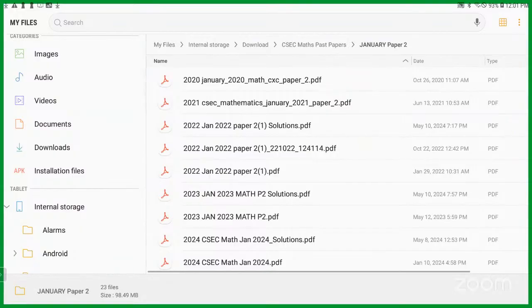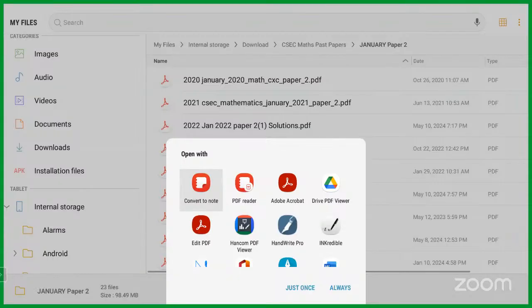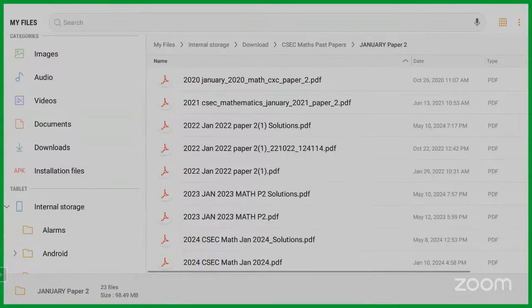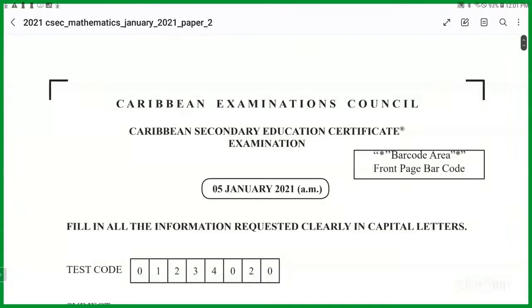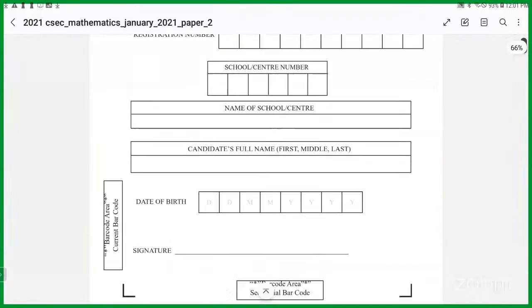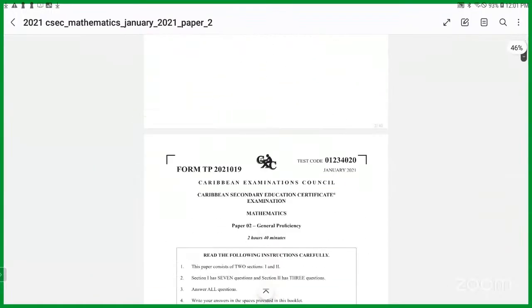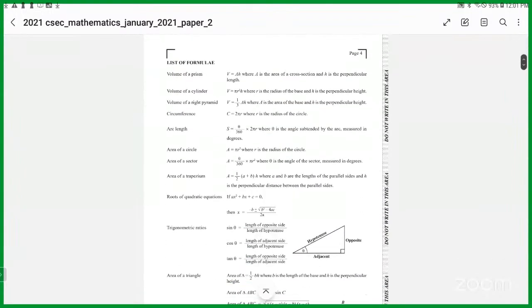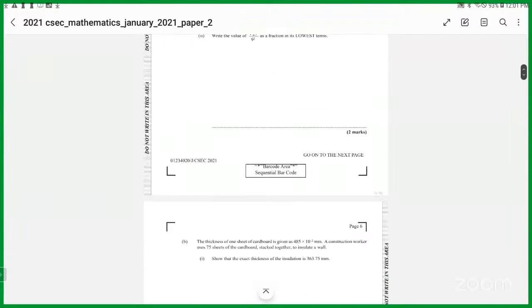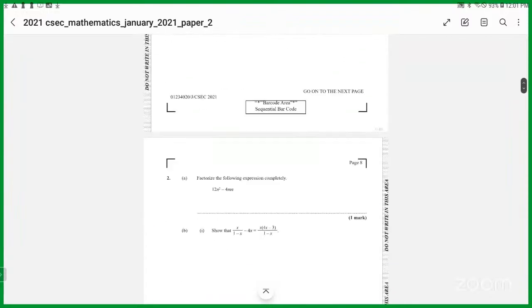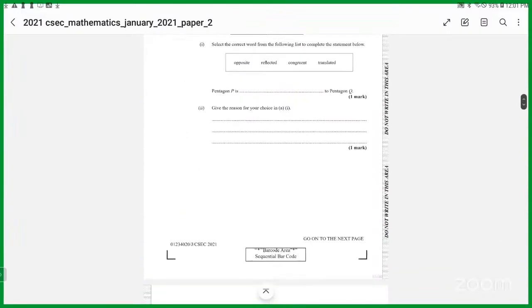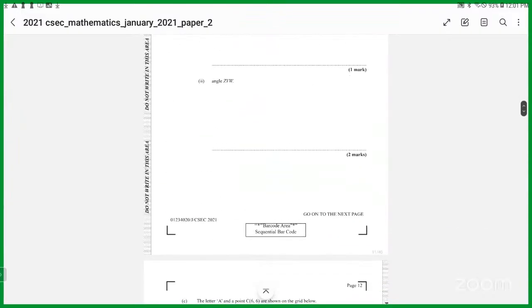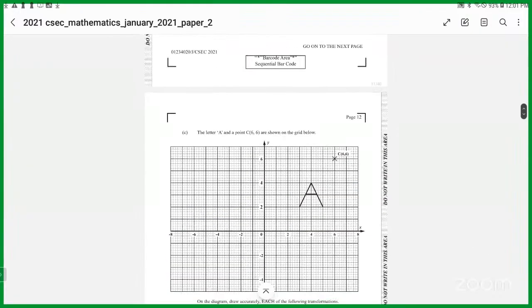2021. January 2021. Alright, let's see now. This is transformation, 2021. Alright, here we go.